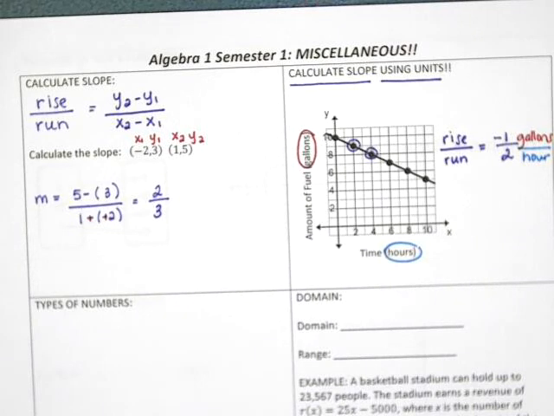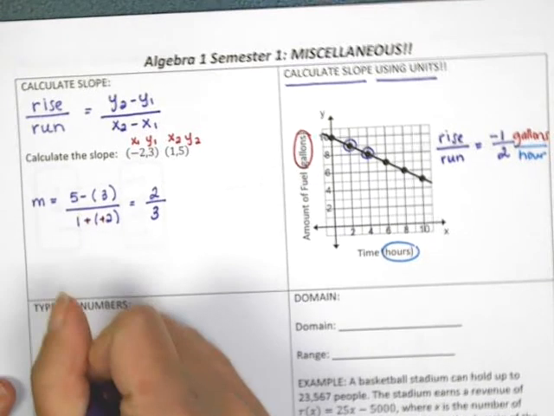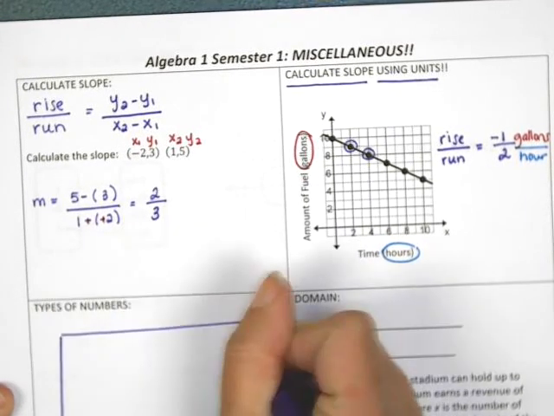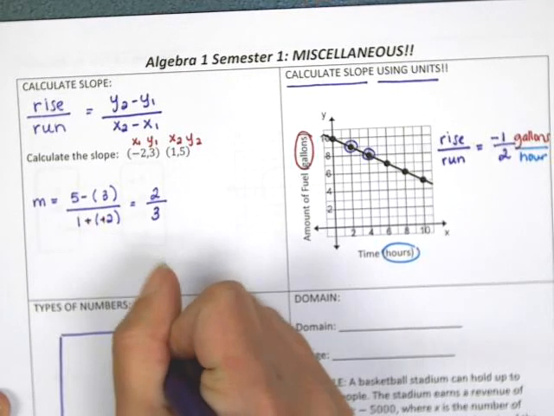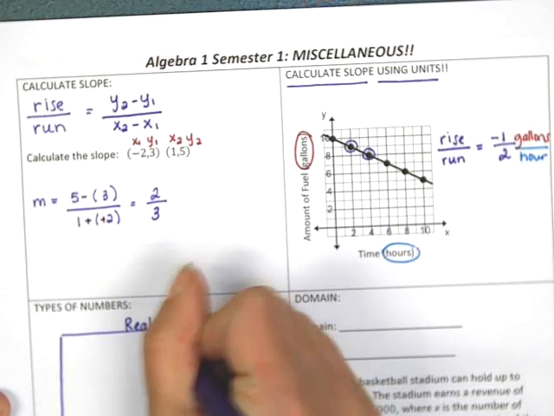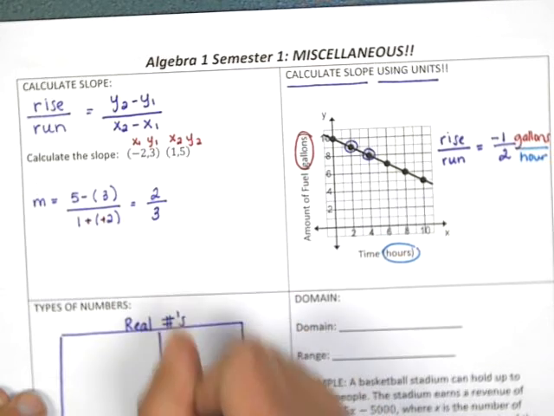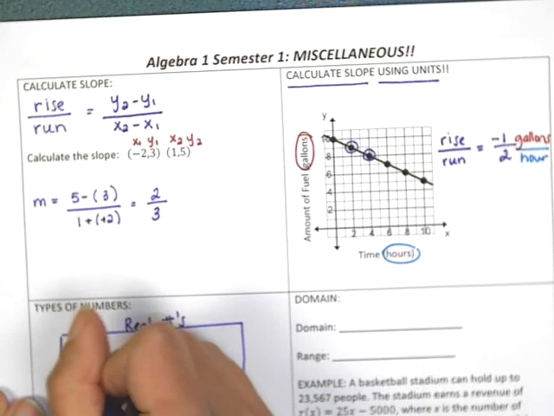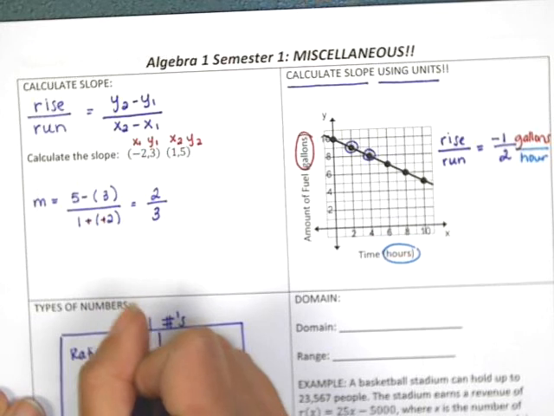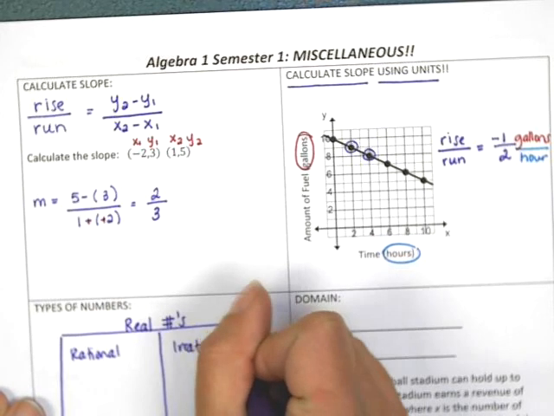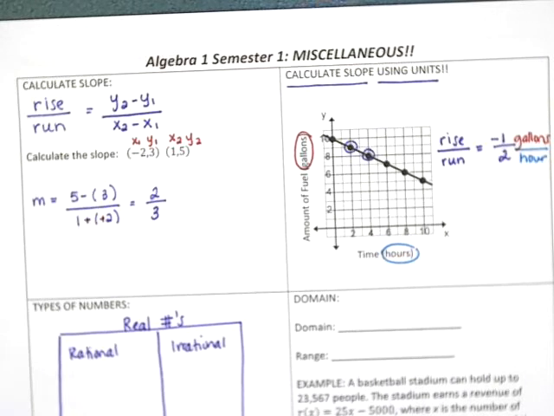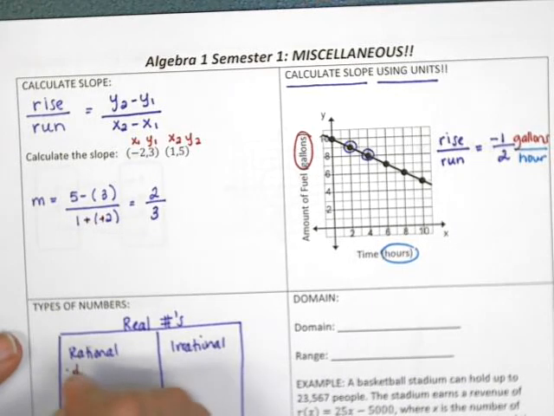In addition to learning about slope, we also learned about types of numbers and how numbers come in different categories. So we said all the numbers that we're ever going to learn about are going to be the real numbers. But within the real numbers category, we have the rational numbers and the irrational numbers.